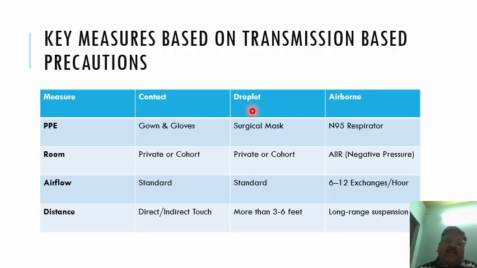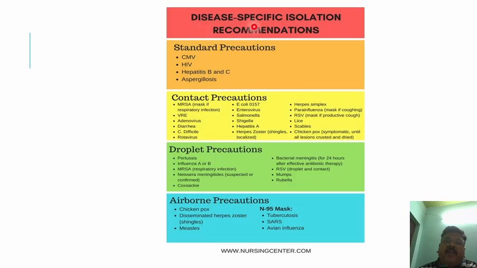Then droplet. For droplet precautions, a surgical mask is sufficient. Private or cohort room can be done. Standard airflow is maintained and the distance is more than 3 to 6 feet away from the patient. For airborne transmission, an N95 respirator should be worn and we should do fit testing or fit checking. Then a negative pressure room should be provided, with about 6 to 12 air exchanges per hour. Since there is long-range suspension, we have to maintain the distance. So disease-specific isolation recommendations are given in this chart.